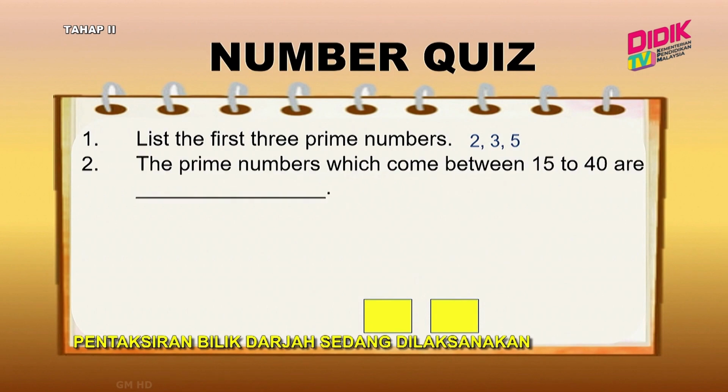Second one. The prime numbers which come between 15 to 40. 17, 19. 15 is not a prime number. Because it has more than two factors. I like your confidence.